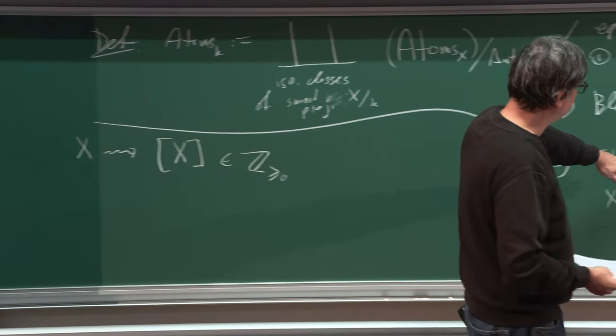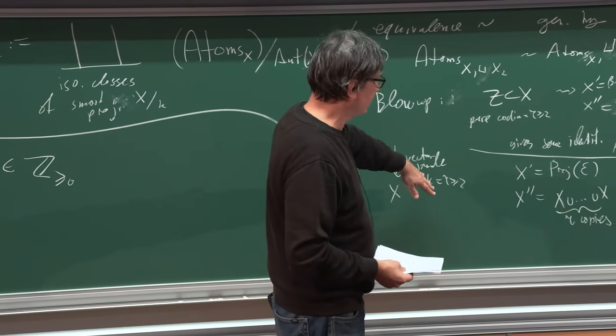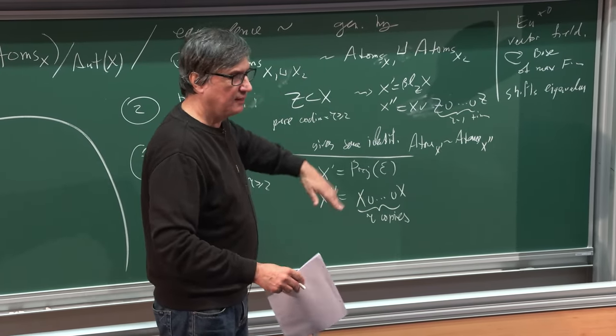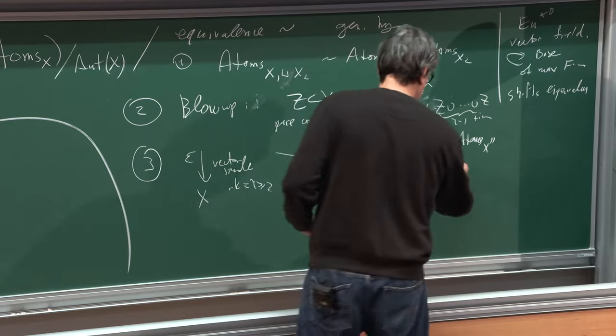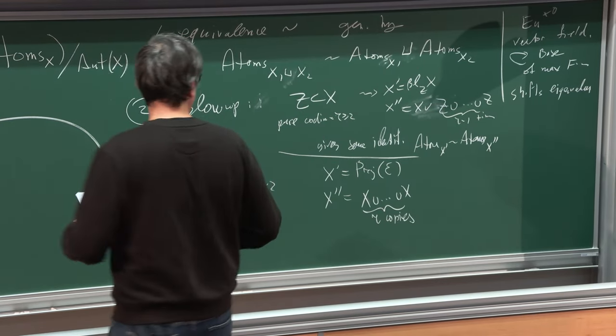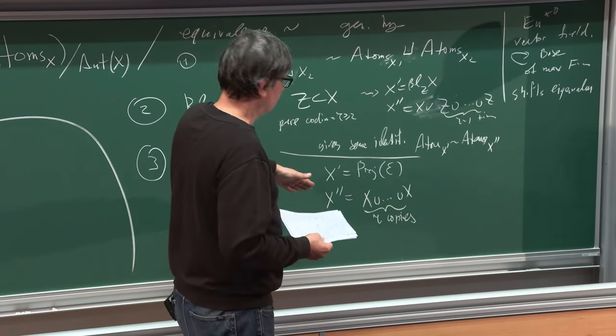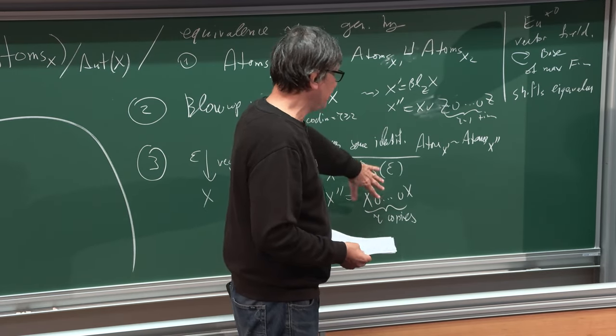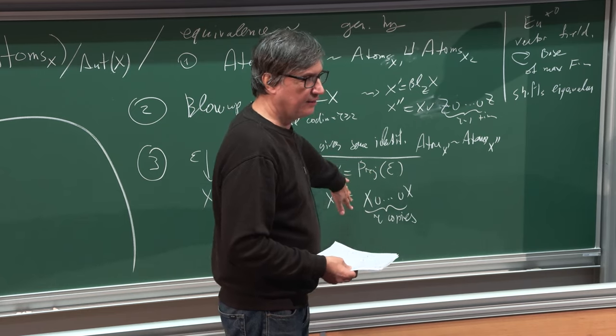In three, it's something different. If you have a vector bundle on a variety, you get two other varieties, namely the projectivization and the disjoint union, and again you have kind of the same thing: some identification between the atoms of X prime and the atoms of X. It's another previous result of Iritani that he proved about a year ago.